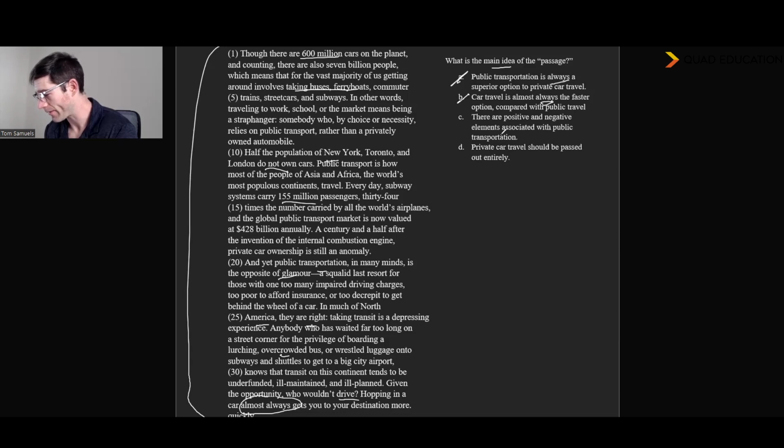There are positive and negative elements associated with public transportation. Again, I kind of like that one because it's not really making a stand. And private car travel should be passed out entirely. Looks like that's actually a typo there. Excuse me, that should be phased out. But again, entirely, too much extreme language.